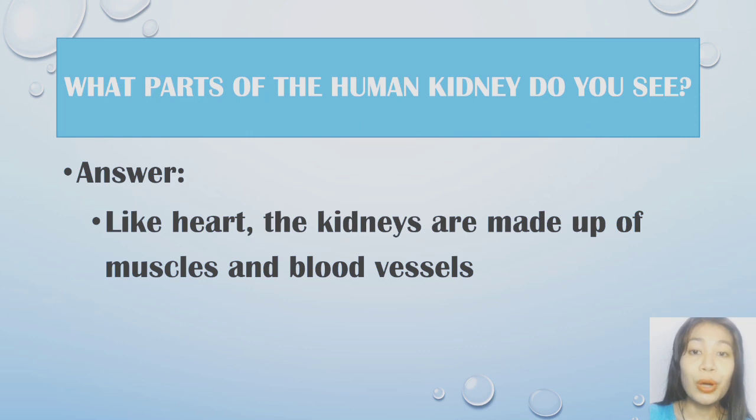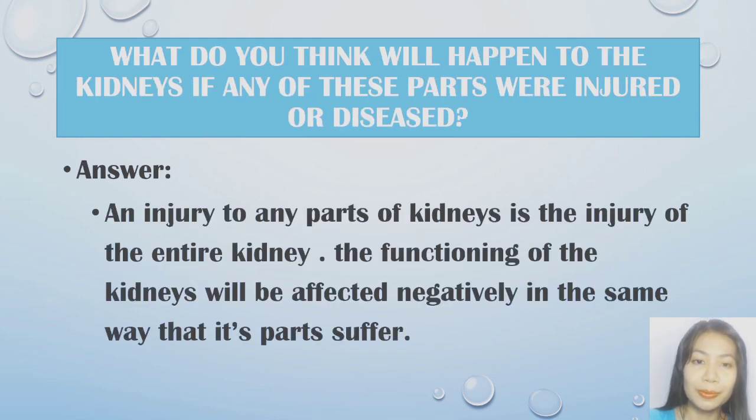So what parts of the human kidney do you see? Like the heart, the kidneys are made up of muscles and blood vessels. What do you think will happen to the kidneys if any of these parts were injured or diseased? Okay, so an injury to any part of the kidneys is an injury to the entire kidney. The functioning of the kidneys will be affected negatively in the same way that its parts suffer.